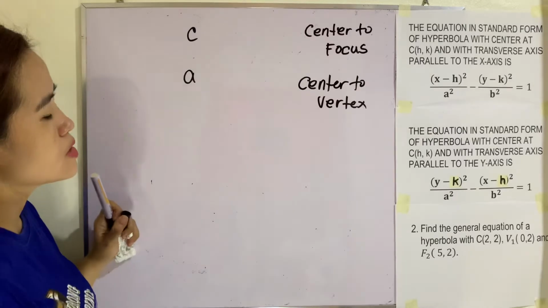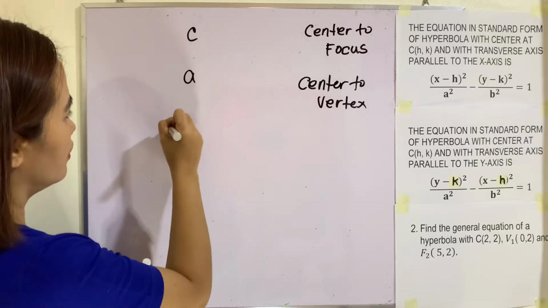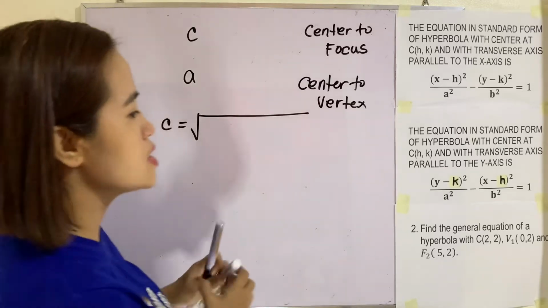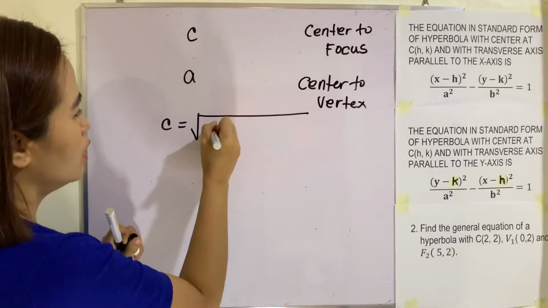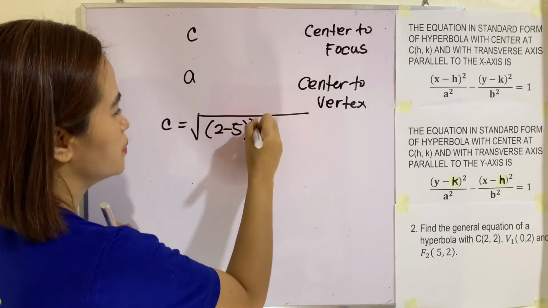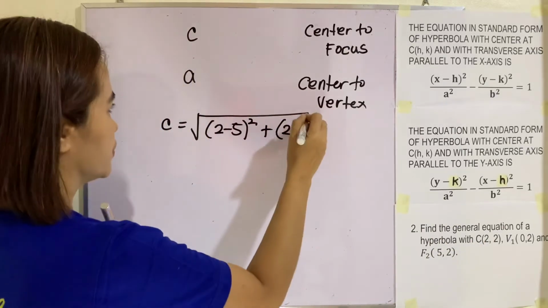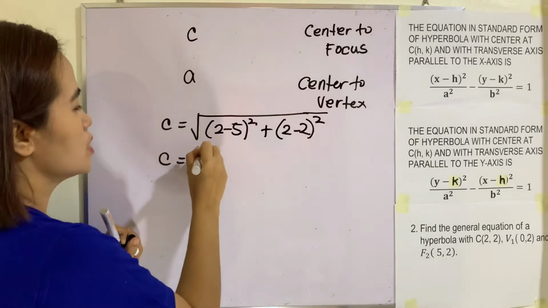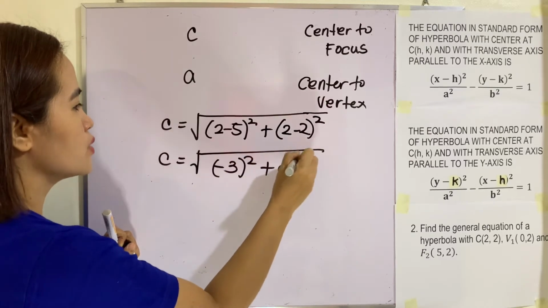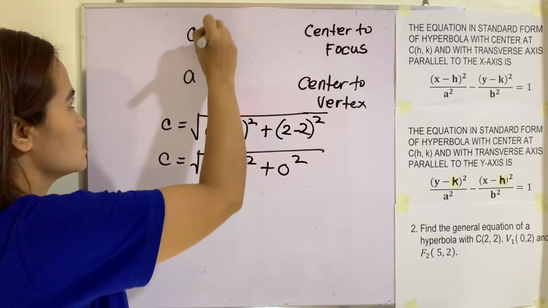Okay, so let us use now the distance formula. So we have here C is equal to the square root of. So we will be using here center and focus. We have here (2, 2) and (5, 2): 2 minus 5 squared plus 2 minus 2 squared. So C now is equal to the square root of negative 3 squared plus 0 squared. C is equal to square root of 9 and C is equal to 3.